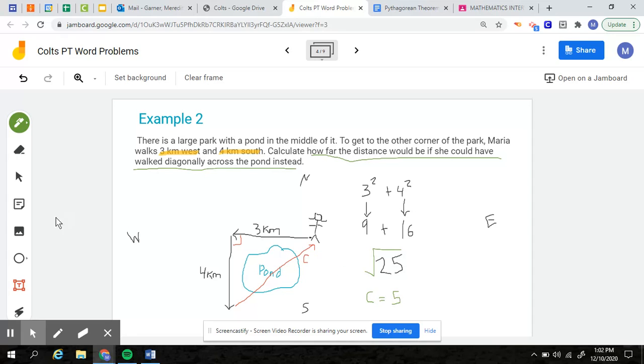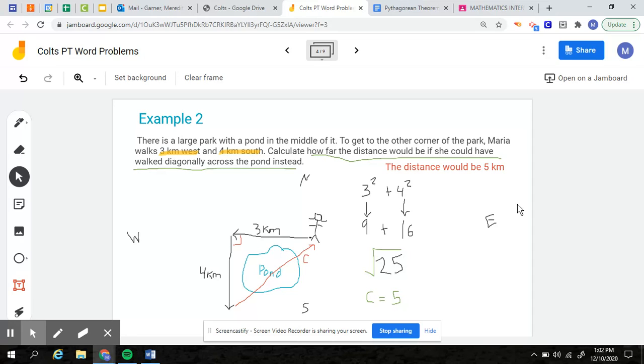Okay, so let's put this back in terms of the question. It says, how far is the distance if she could walk diagonally across the pond? Okay, so I'm going to answer that the distance would be 5, and then let's look at our units, kilometers. So the distance would be 5 kilometers. Make sure you're using the same units that they use in the problem. So if they're talking about kilometers, we don't want our answer to be in miles or inches or something else.